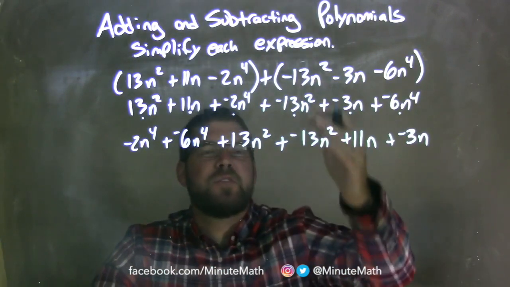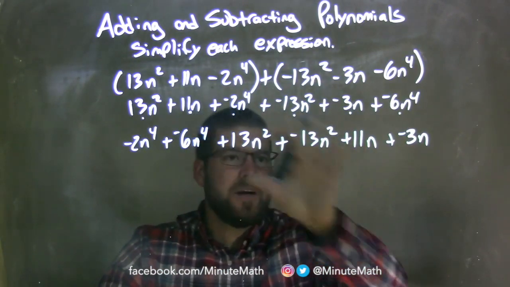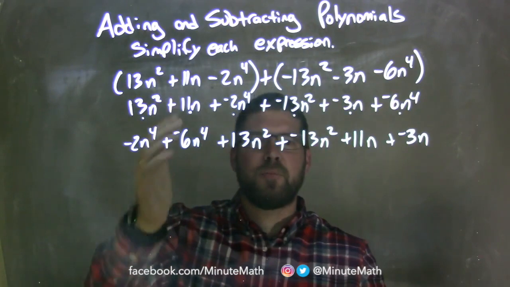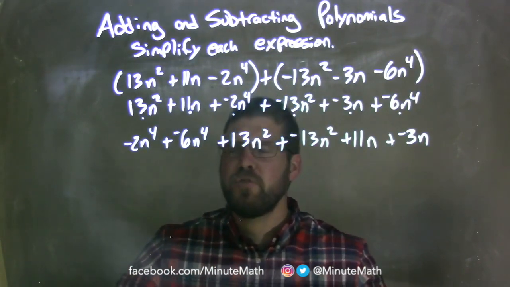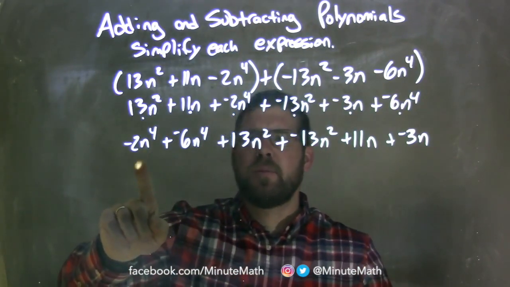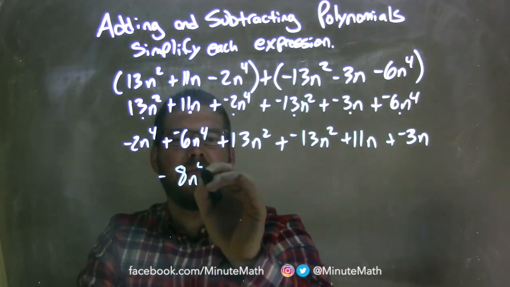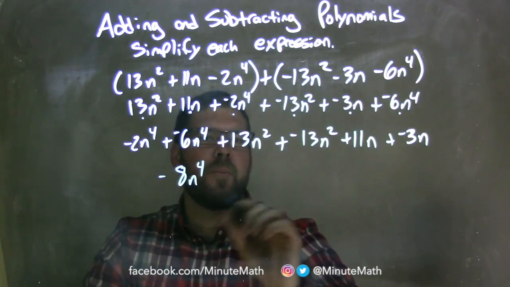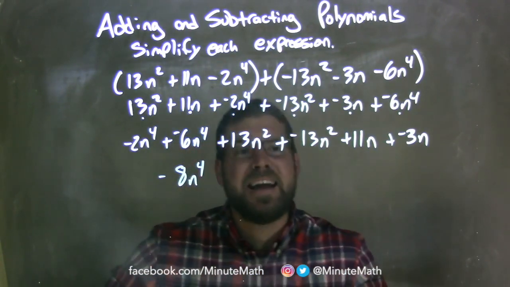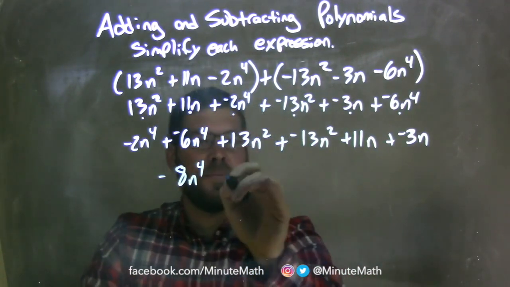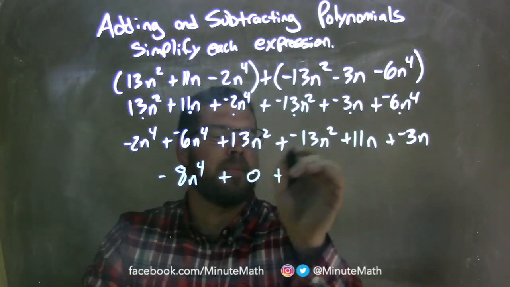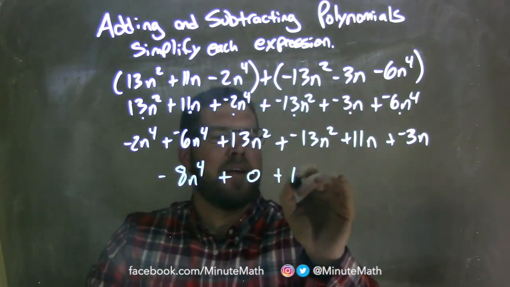Fantastic. So two systems to double check, make sure when I rearrange with the commutative property, everything was brought nice and neat together. So negative 2n to the fourth plus a negative 6n to the fourth is a negative 8n to the fourth. Okay, got those two combined. Now 13n squared plus a negative 13n squared is just 0. So we have 0 right there, right? They eliminate each other.